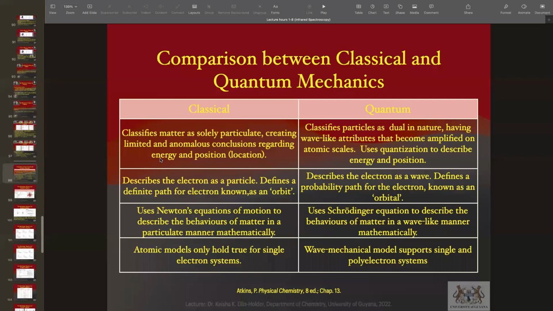And essentially the attributes that show up for the various objects of matter become amplified. So particles would be seen as having wave-like attributes on whatever scale, irrespective of whether it's macro or micro scale. However, when we bring things down to an atomic scale, the wave-like attributes of matter become amplified. And this has significant implications for how matter behaves and the dynamics of matter on those scales.